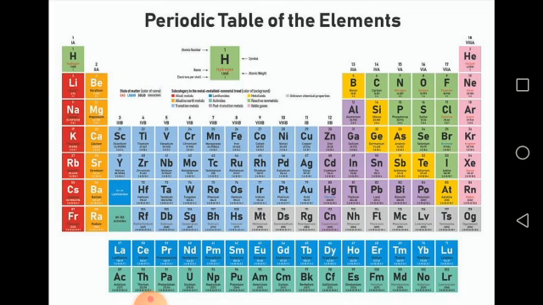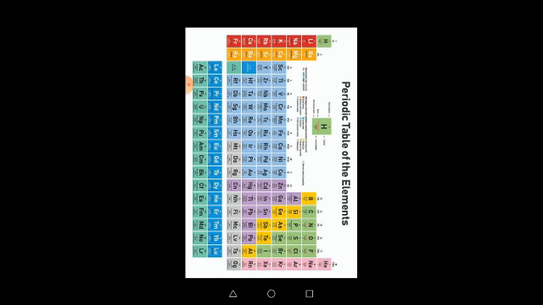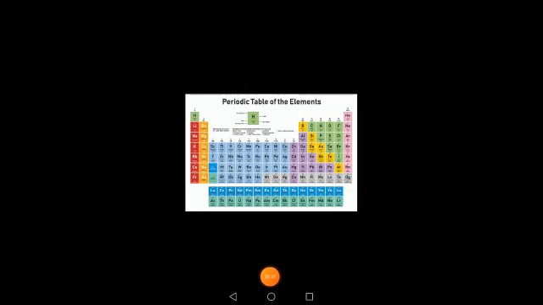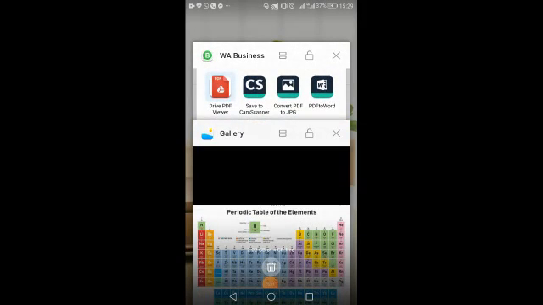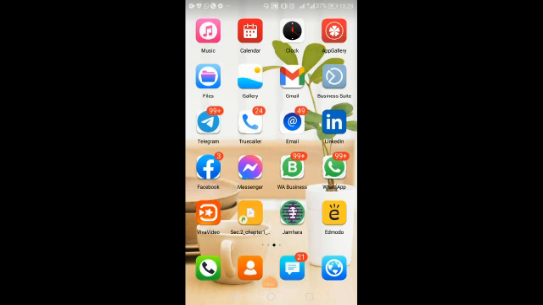How do we detect the position or location of any element in the periodic table? We can do it by knowing its atomic number. We can make its electronic configuration. After that, we can determine its location as we will see now.